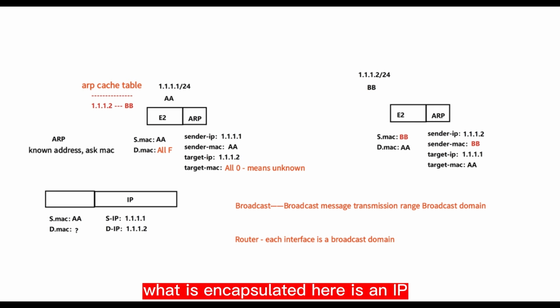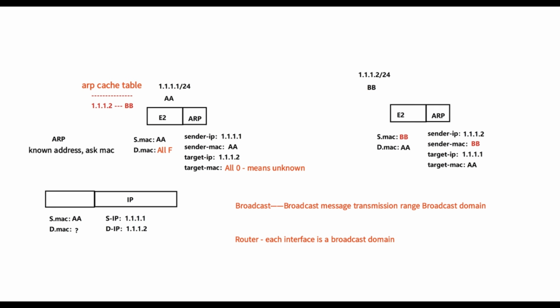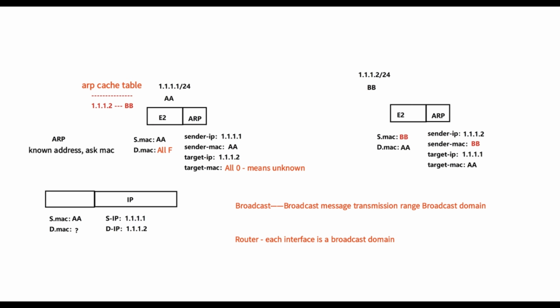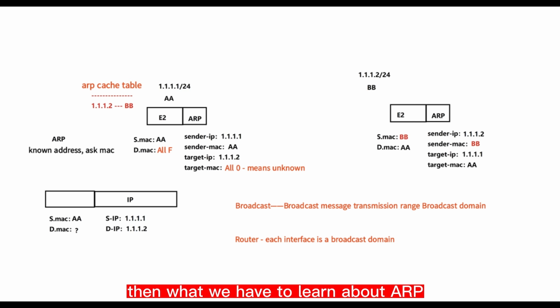What is encapsulated here is an IP. But everyone should know that up to the IP is the 4th layer, TCP and UDP, and further up is the data encapsulated by the application layer. But because the encapsulation cannot be completed here on the second layer, it is impossible to forward data normally. Then what do we have to learn about ARP?